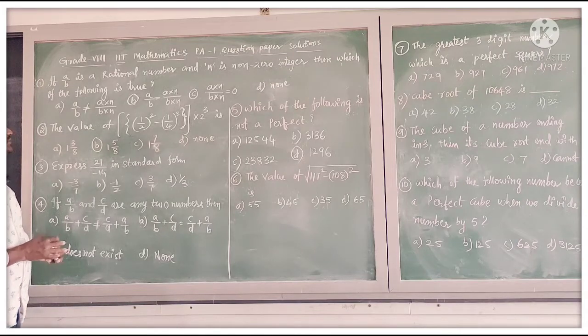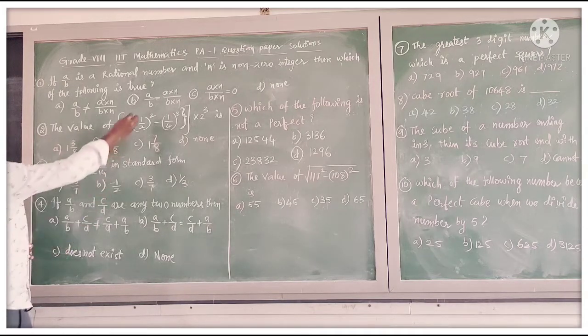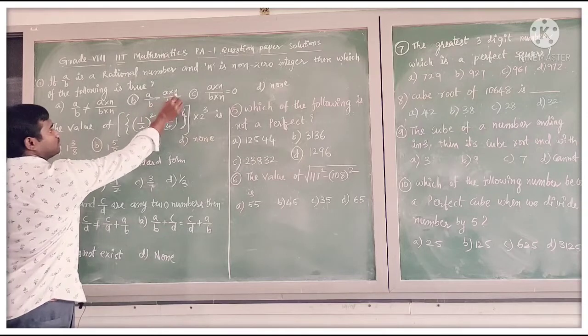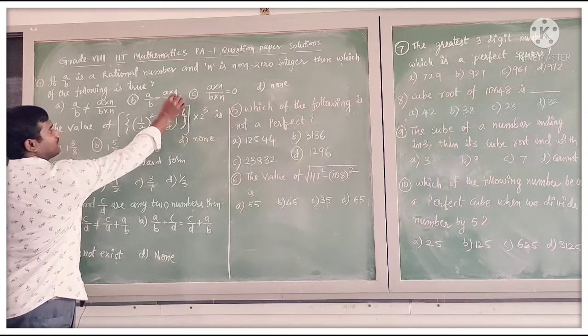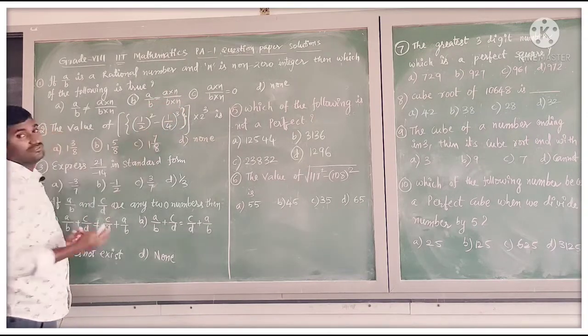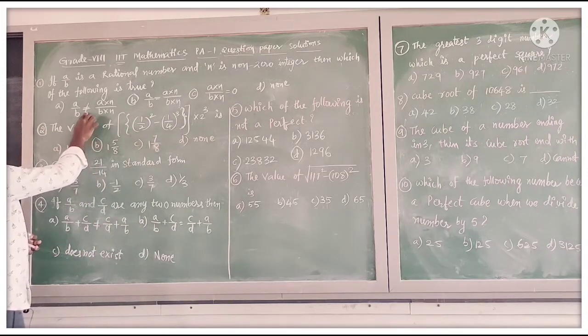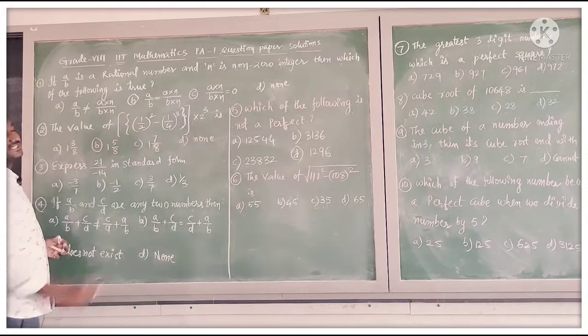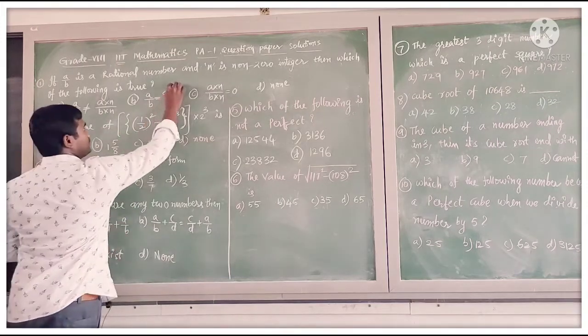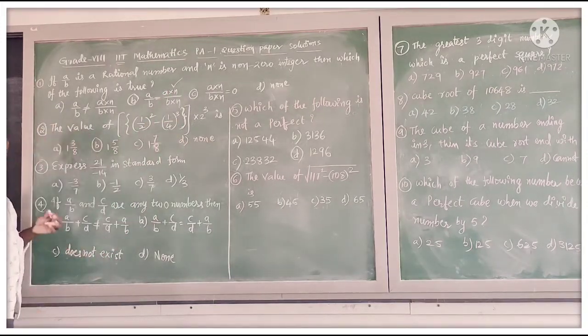So by using this property, a by b, multiplying the numerator and denominator with the same number, then these two are equal. So these two are equivalent ratios. In the first option they gave not equal. In the second option they gave equal. So option B is the correct option for that. What is the correct option? Option B.